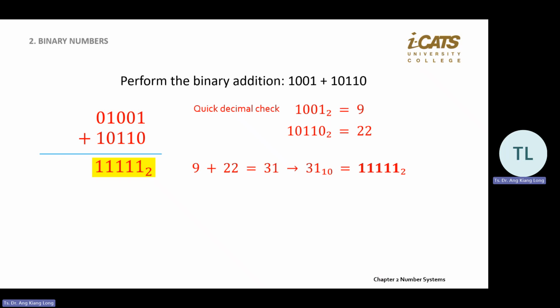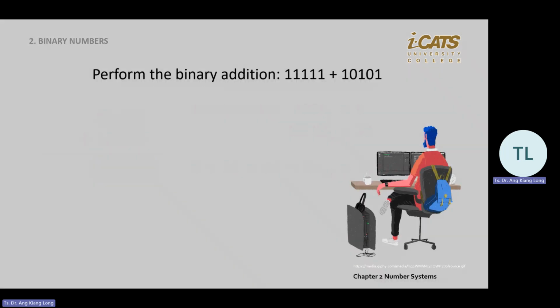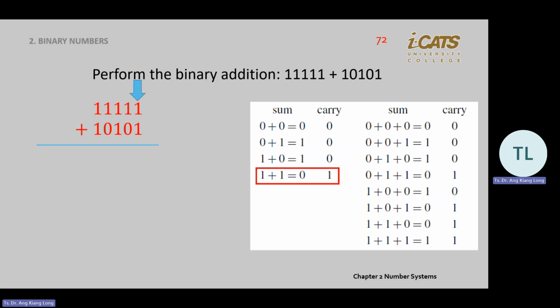Okay, final answer means 1001 plus 1001 base 2. You do the addition, you get 11111 base 2. Okay, if you understand this one, that's your revision. This one got carry 1. So let's say you have 11111 plus 10101. Let's observe what condition we use, column 3 and column 4.